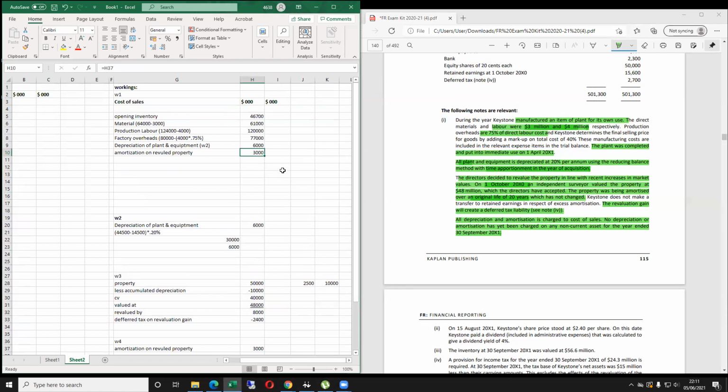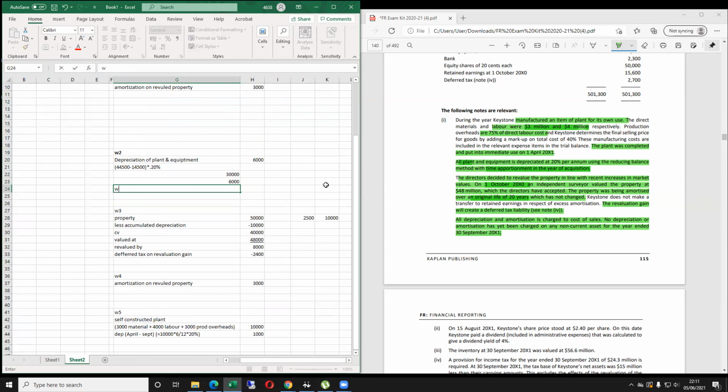So you can write it here, depreciation, and write it here, Working 5, Working 5. You can write it here as well like this. Self-constructed plant depreciation 1,000. Where is it coming from? Here, 1,000. Now you can add this.